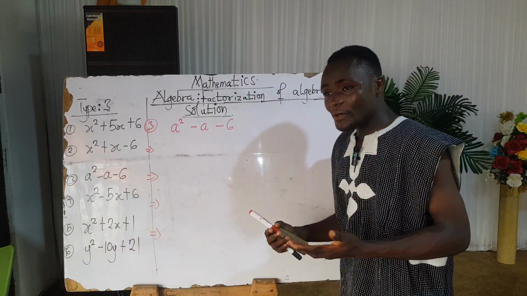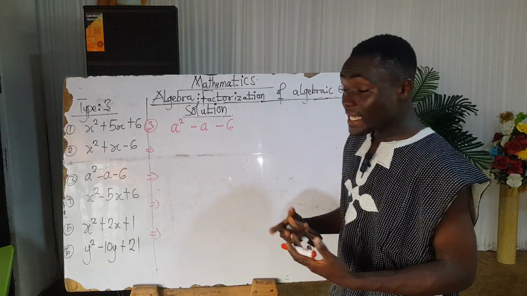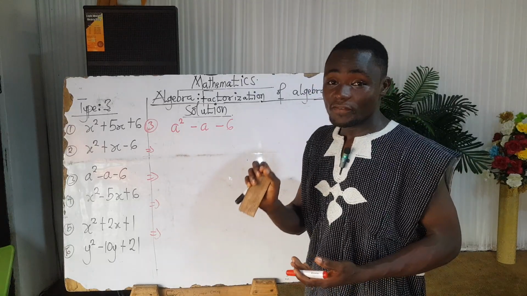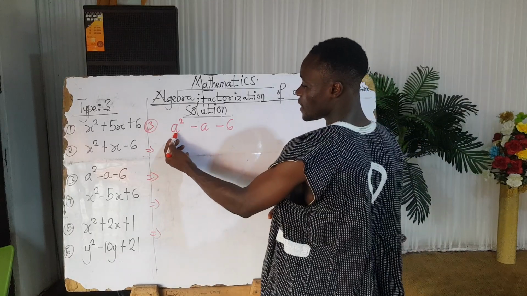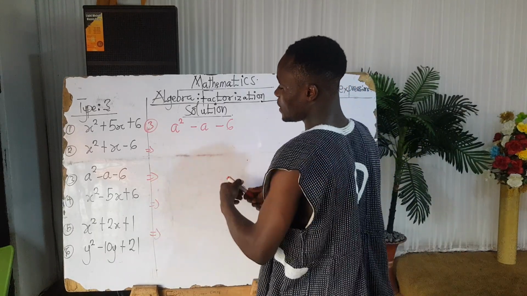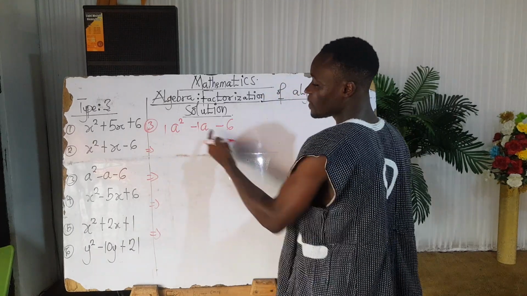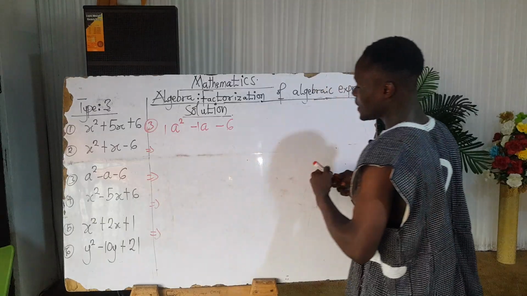Now, our principle states that after identifying that it is a quadratic trinomial, let's figure out the coefficient of the variable squared. The variable squared here is what? a squared. So the coefficient is 1. I believe you can see that. Very good. So the coefficient of the variable squared, a, is 1.